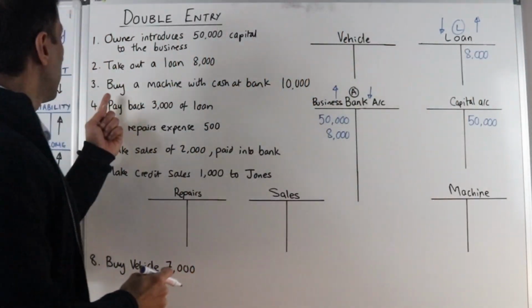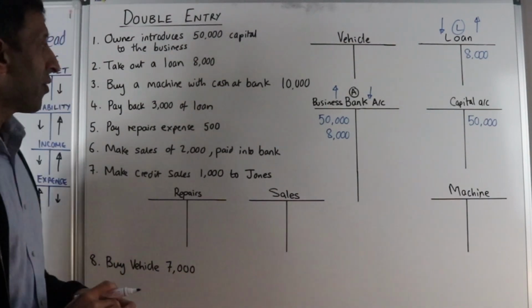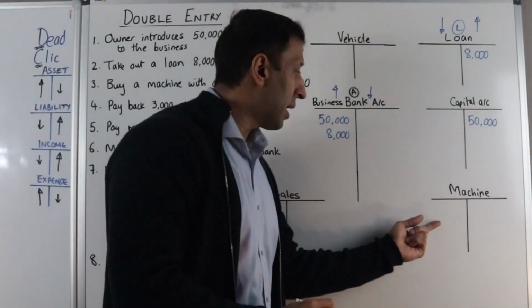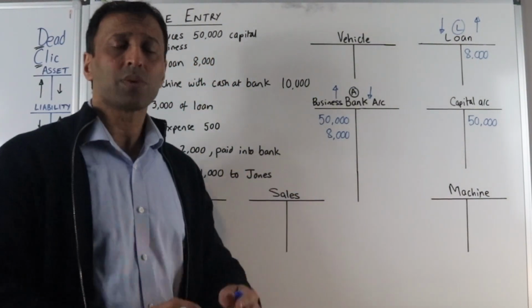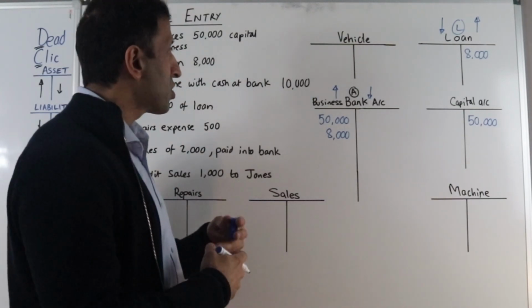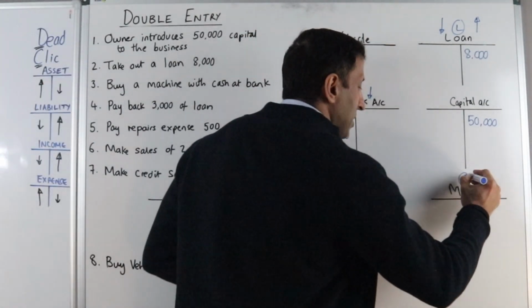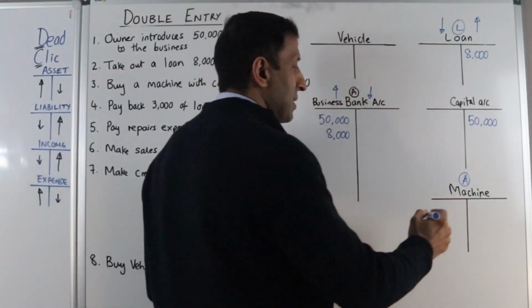Okay, next one. We buy a machine. The business buys a machine with cash from the bank worth 10,000. So I have a machine account, a ledger account for machine. Every asset will have its own account. Every expense will have its own account. Every income has its own account, and so on. So we have an account called machine. This is an asset account. A machine is an asset, something a business would own to use within the business.